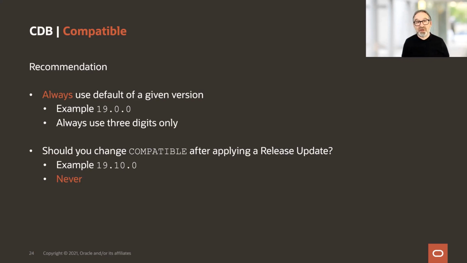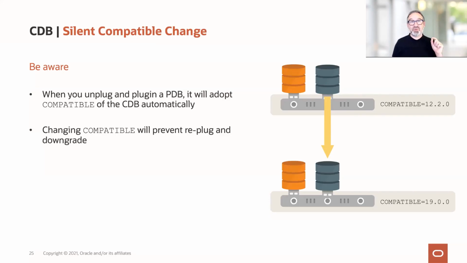This just gives you trouble because when you unplug and plug, you need to be aware of the silent compatible change. In the example here, we have a pluggable database in a container database where compatible is set to 12.2.0.1. Now I unplug it and plug it into a container database where compatible is 19.0.0. That works fine. When you study the alert log, you will find out, oh, there's a silent compatible change. I didn't do that. It happens because all PDBs will automatically adopt the compatible setting of the CDB$ROOT. But now you see where this becomes tricky, because if this were now 19.0.0 and 19.10, I couldn't plug backwards anymore, even though both are 19c container databases. So compatible, keep it equal in your environments for the release, and just the default value.